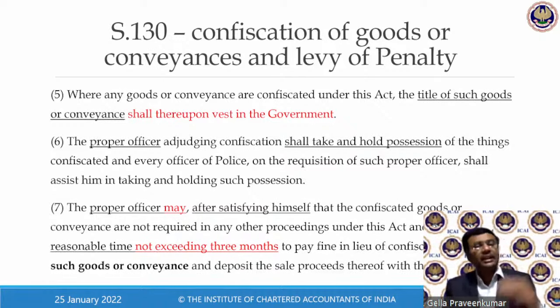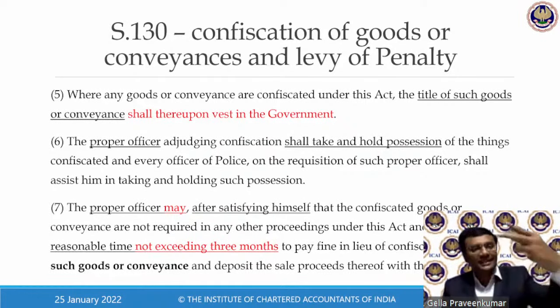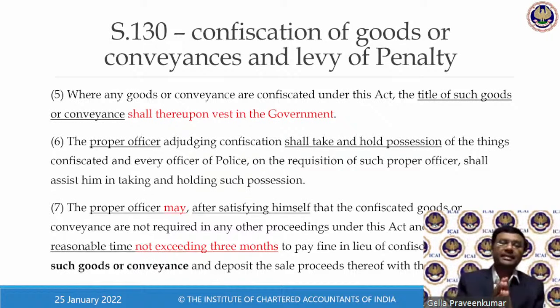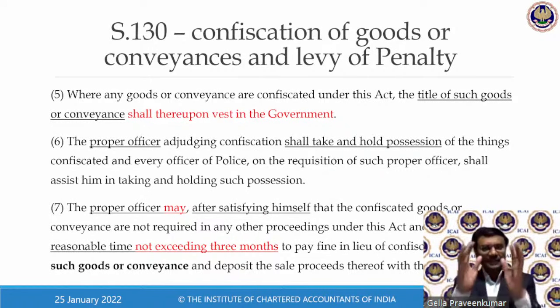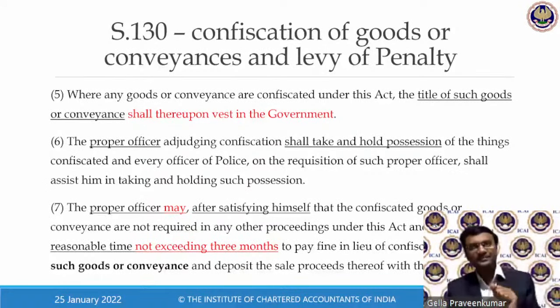Now, any goods which have been confiscated, there is a maximum time limit of 3 months within which they have to decide. Now, in general, what happens? They call for a surveyor. The surveyor comes and does a verification of the goods. He says what the market value is. And that market value will be levied as a fine.